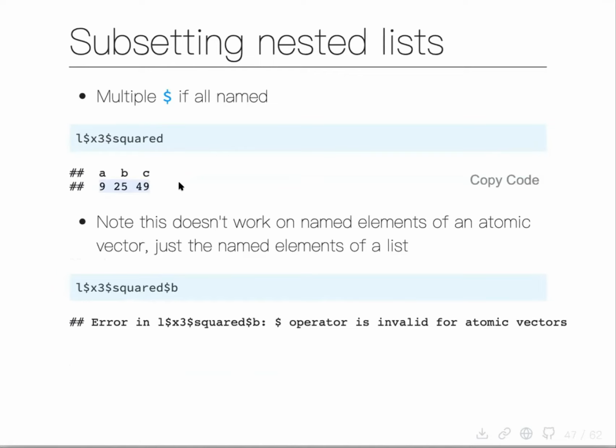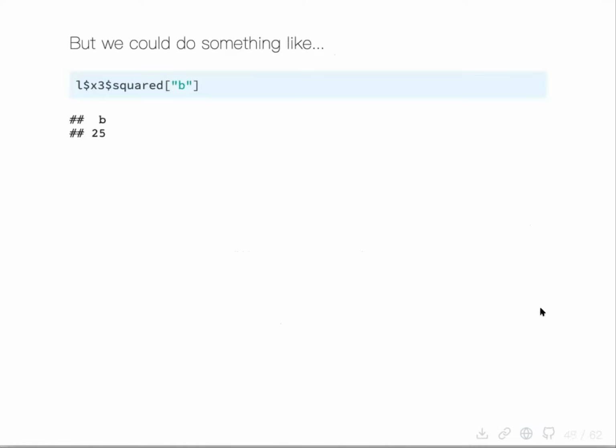This only works, though, on list elements. It doesn't work on atomic vectors, even if they're named, okay? So this is a named atomic vector here, A B C, but I can't do L $X3 $squared $B. And I get exactly the error that you might expect, right? The $ operator is invalid for atomic vectors. So we can't use the $ operator on atomic vectors, but we can on lists, okay? If we wanted to do something like that, because it's named, we could just do something like this: L $X3 $squared, and then in brackets, B. Okay, and that gets us what we want.